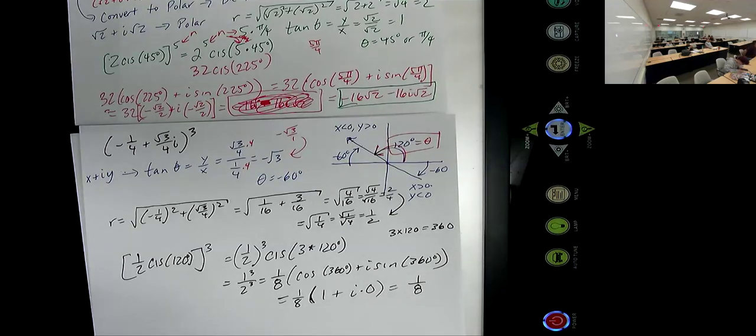Boom, let's take a 10-minute break, then we'll do cube roots and other roots.